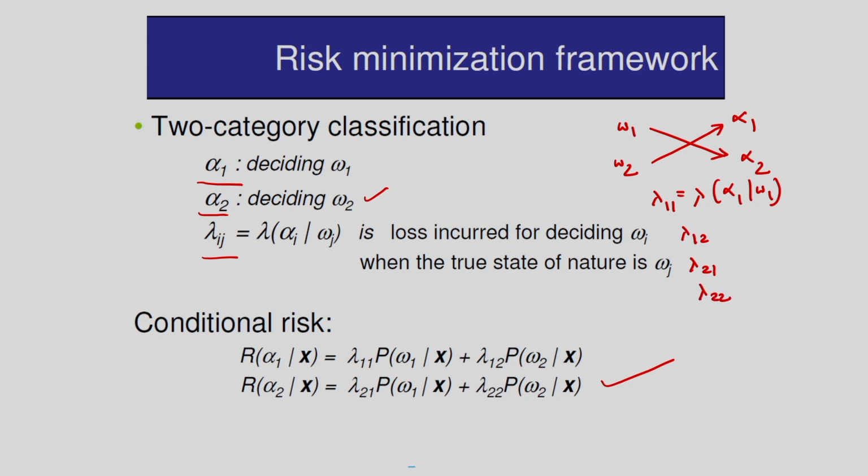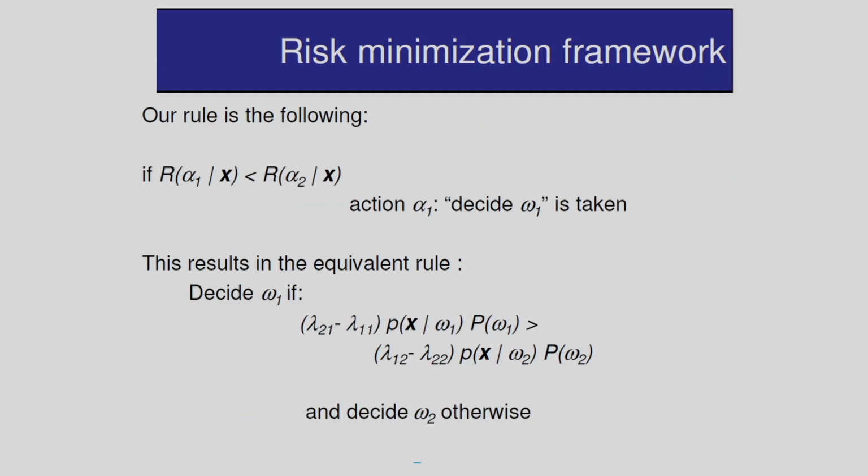I can consider like this, so I can determine this. After this we can determine the conditional risks. After this we have to minimize the risks. So what will be our decision rule?